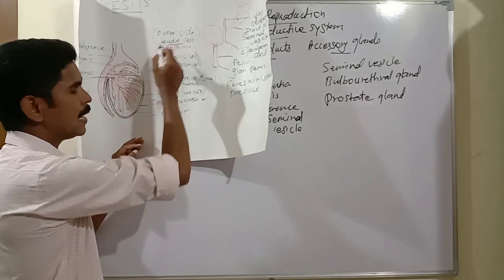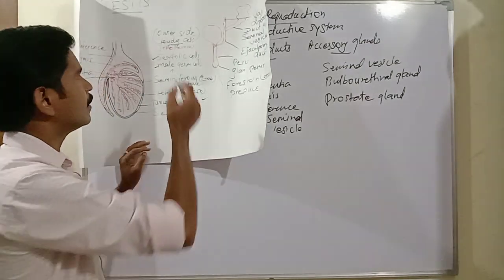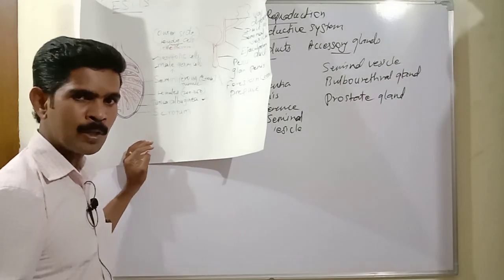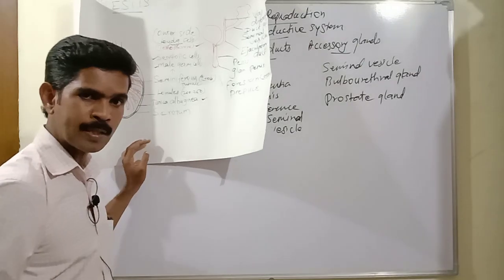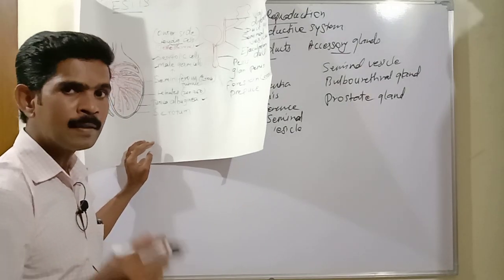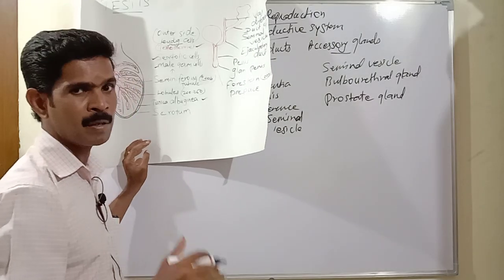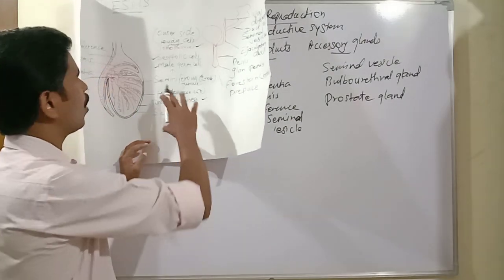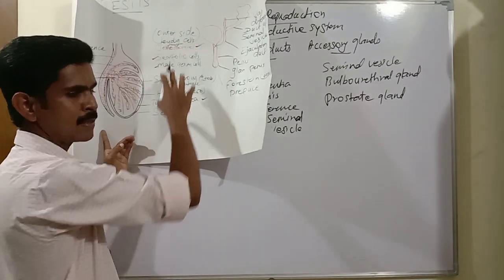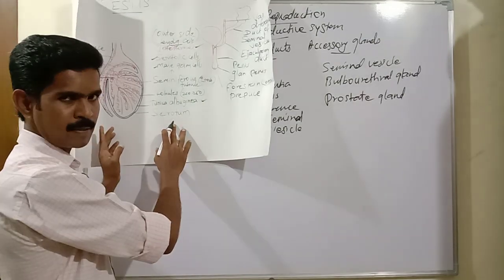Then these Leydig cells are endocrine in nature. That means these Leydig cells produce the male sex hormone testosterone. So already I told you testosterone is the male sex hormone. This hormone is produced by the Leydig cells present outside the seminiferous tubule. Understand, students? I hope you all understood the structure of this testis. That's all about the structure of testis.